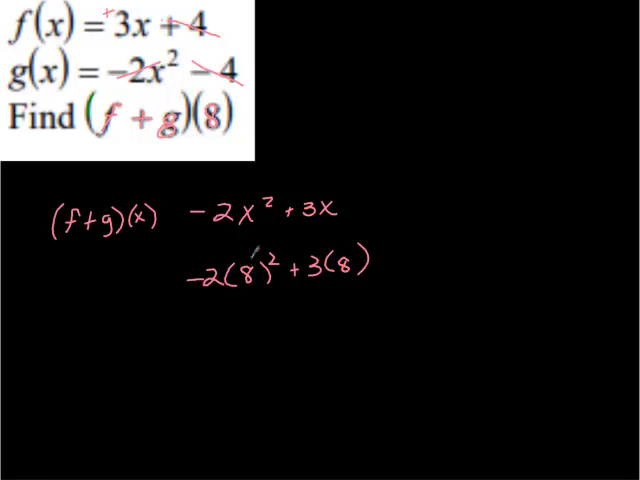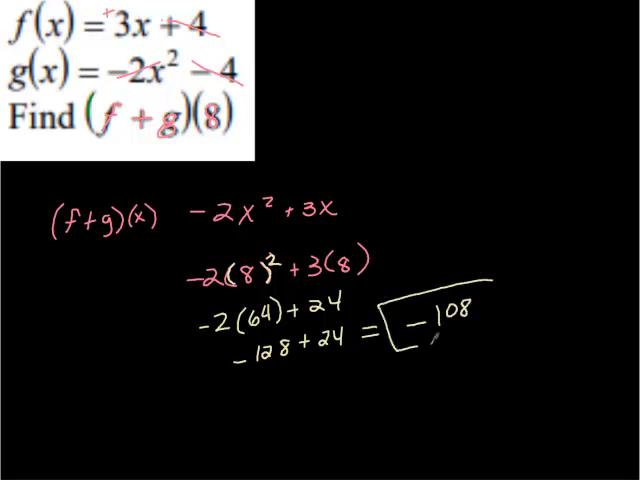Remember PEMDAS, so we're going to do our exponent first. 8 squared is 64. This negative 2 comes down. 3 times 8 is 24. Negative 2 times 64 is negative 128, plus 24 gives us negative 108. So all I did was follow the directions: I constructed our new function, and then I evaluated it at this number.